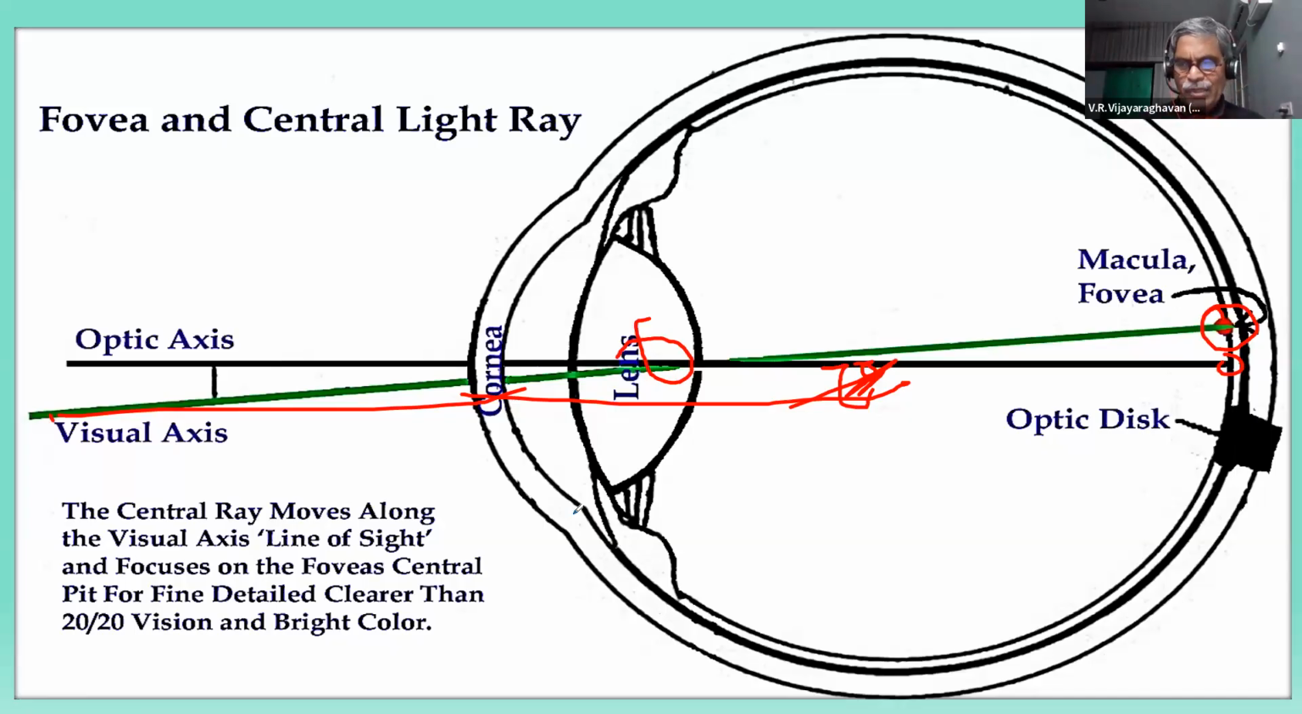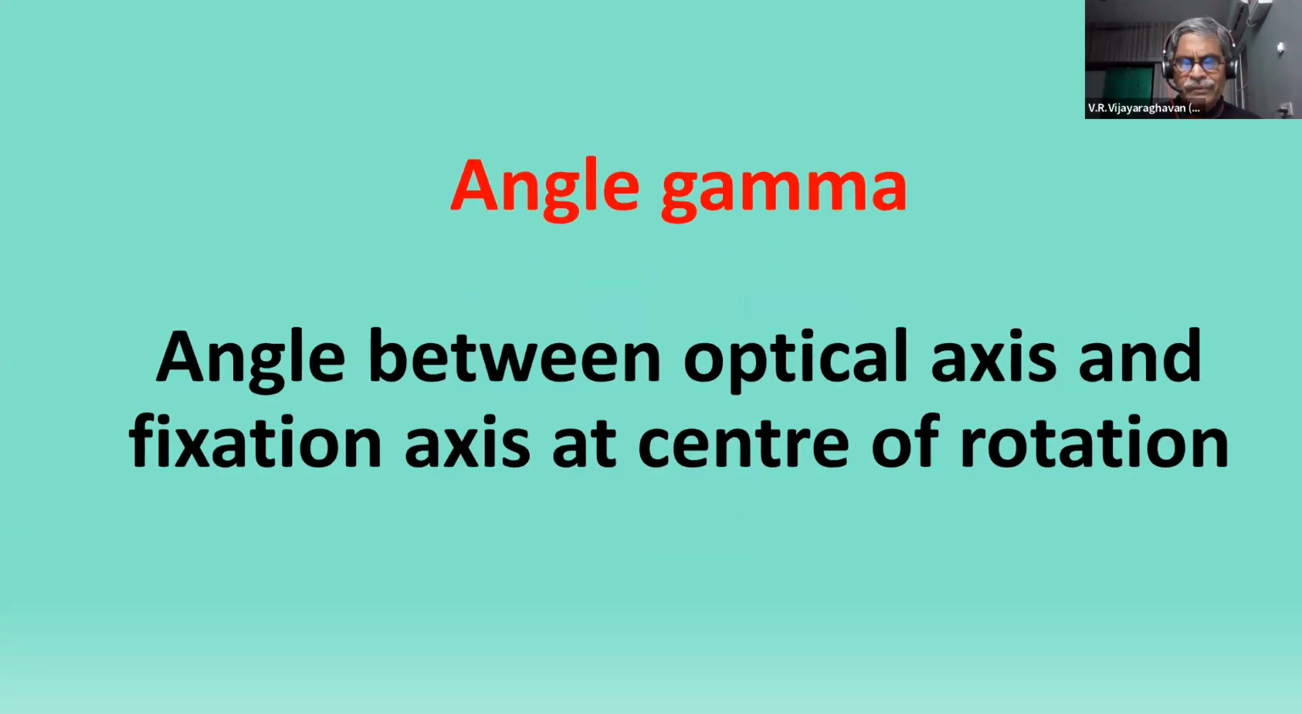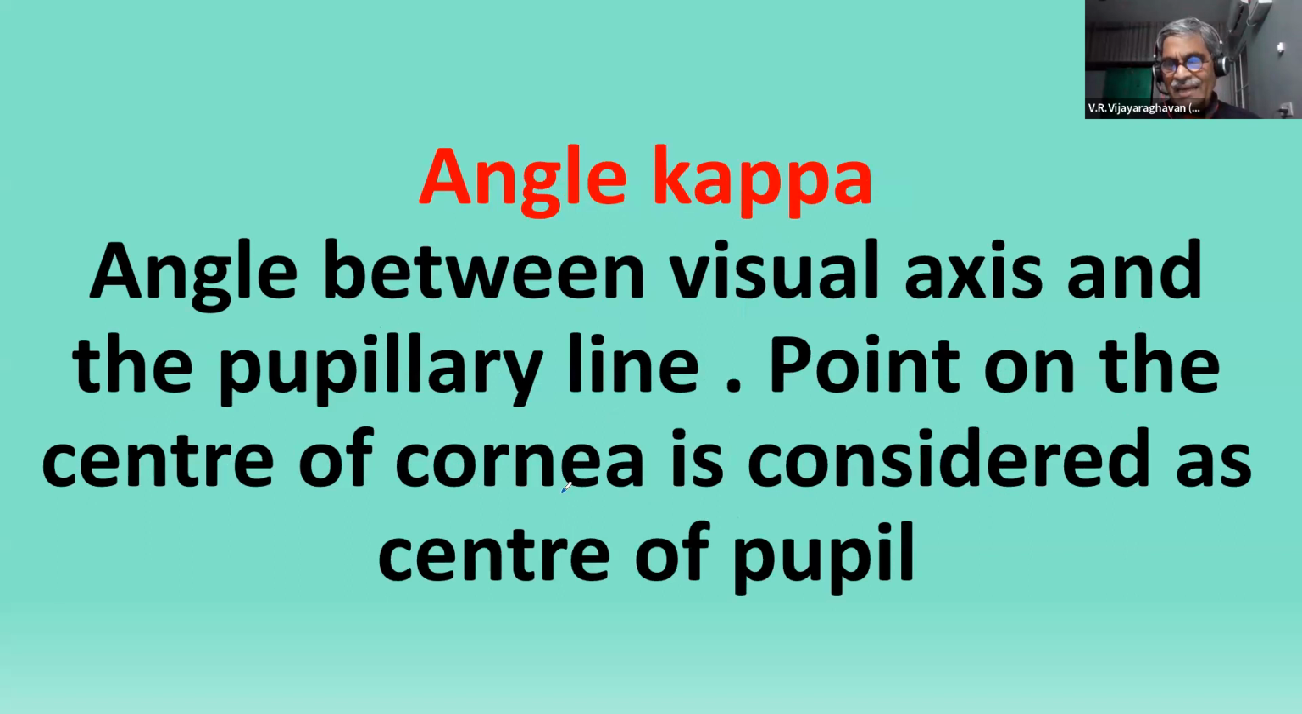This is what I have already told you about the various axes. The optical axis, and the visual axis at the nodal point: this is called alpha angle. Now the center of rotation here, and you see the line here, the fixation axis. The fixation axis angle is called gamma and cannot be measured. Okay, angle alpha I already told you, gamma I told you. Angle kappa, what is the angle I told you?